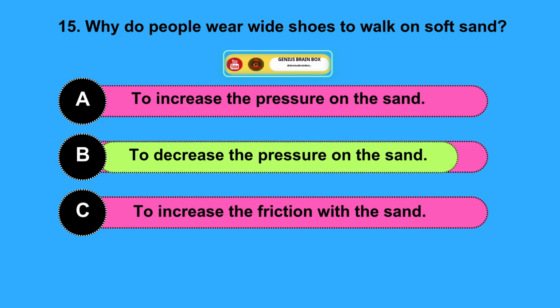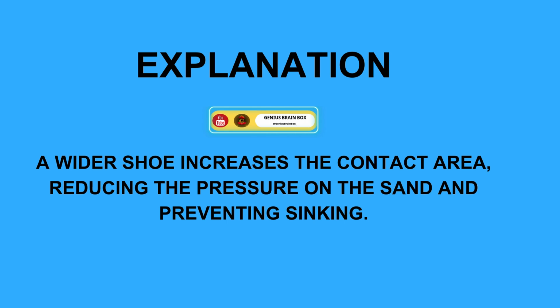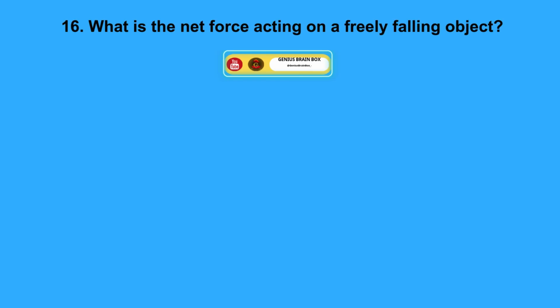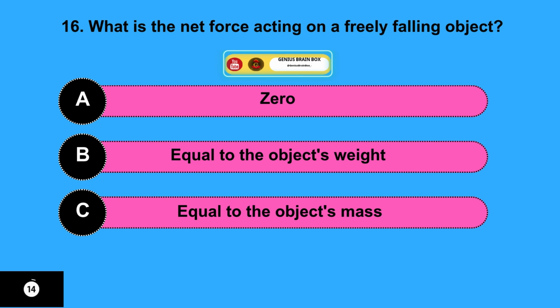Correct answer is B. Explanation is a wider shoe increases the contact area, reducing the pressure on the sand and preventing sinking. What is the net force acting on a freely falling object? Option A. 0. Option B. Equal to the object's weight. Option C. Equal to the object's mass.